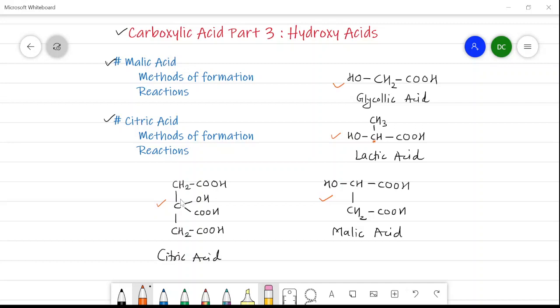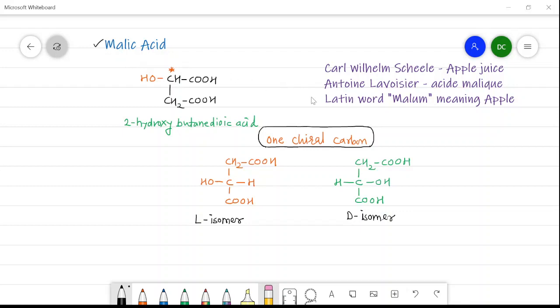So now let's start with malic acid. Malic acid was first isolated by the scientist Carl Wilhelm Scheele from apple juice. But the name malic acid was given by the father of modern chemistry, Antoine Lavoisier, and he gave the name Acidum malicum. Here, the Latin word malum, which is used in the naming of malic acid, means apple.